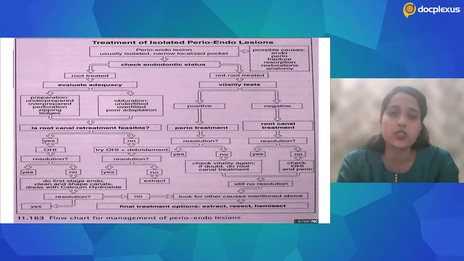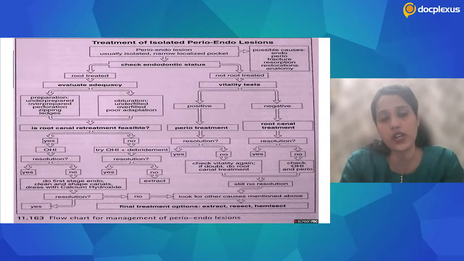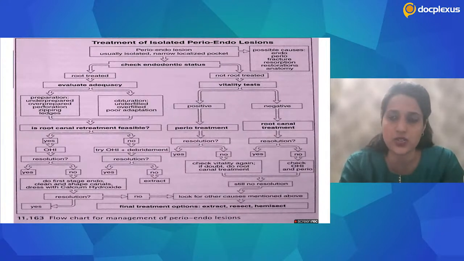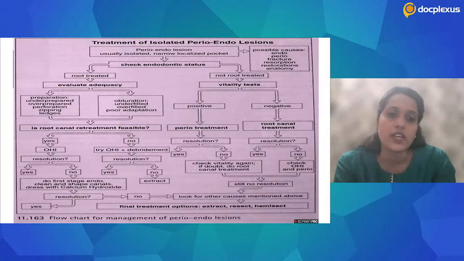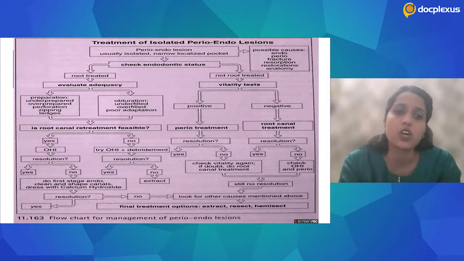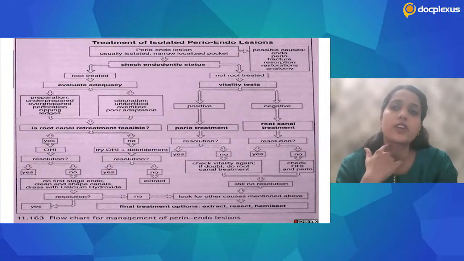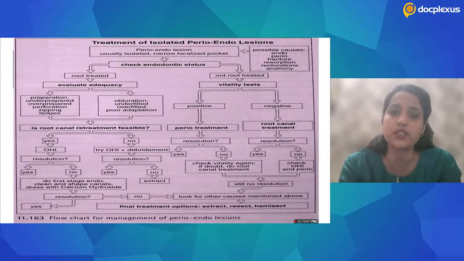If root canal treatment is feasible and the preparation is all fine, then just normal oral hygiene instructions should be given. If it is not adequate, then it should be corrected, and then we should go for debridement and oral hygiene instructions. If it has resolved, then it is okay. If it has not resolved, then we should go for first stage cleaning of endo, and cleaning and shaping of canals, followed by intracanal medicaments such as triple antibiotic paste or calcium hydroxide or any other medicine, if at all it is required. If it is healed well, then good.